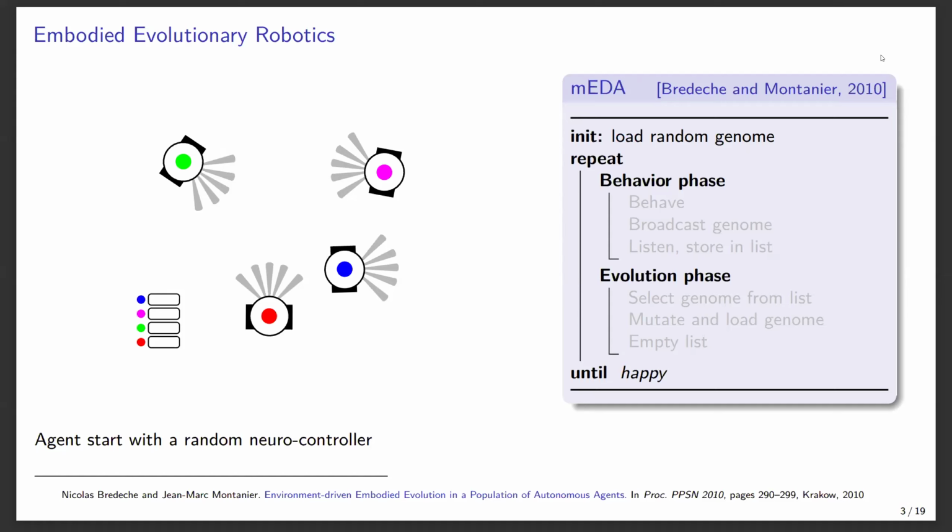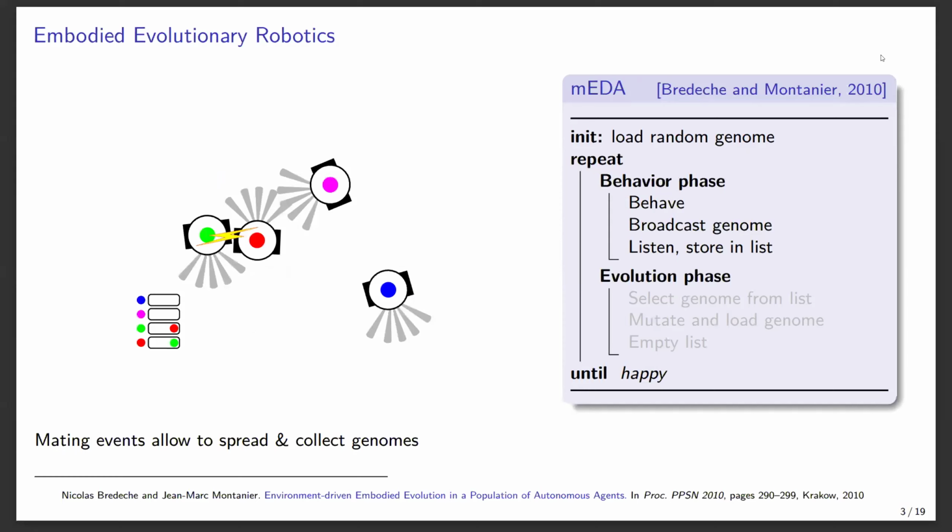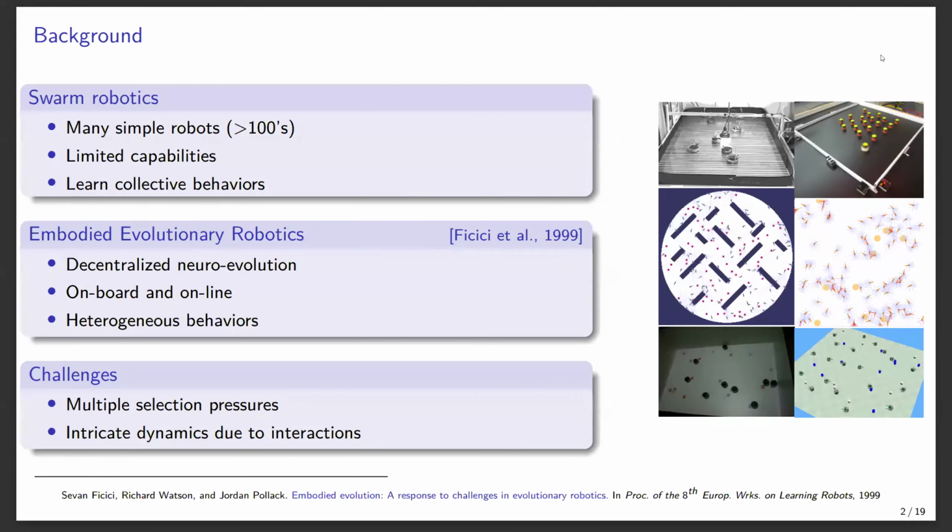That algorithm alternates between two phases, a behavioral phase and an evolution phase. During the behavior phase, the agent moves around and executes its genome, its controller, and whenever two agents get close to each other, they broadcast their genome. That's how they share the genetic information. Then they collect it and store it for the next generation.